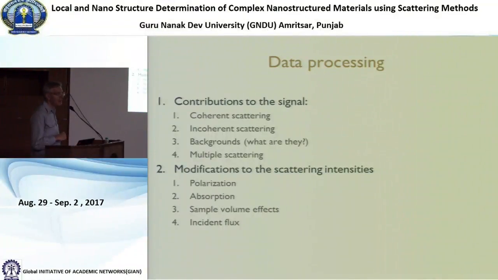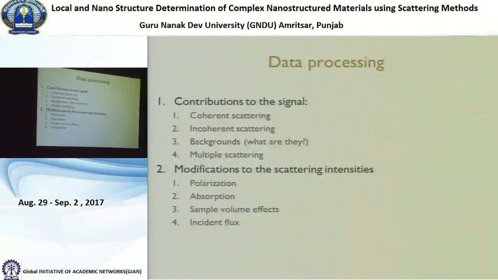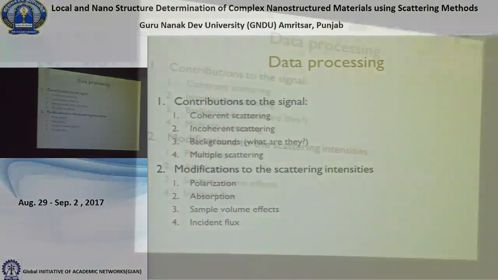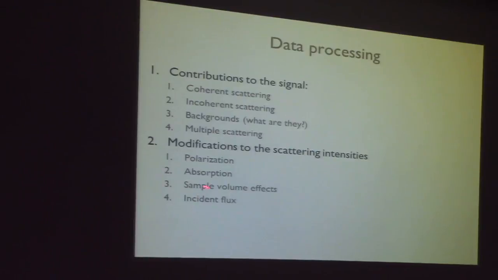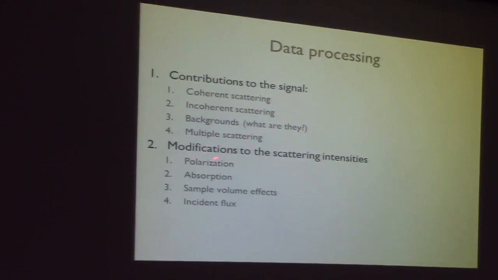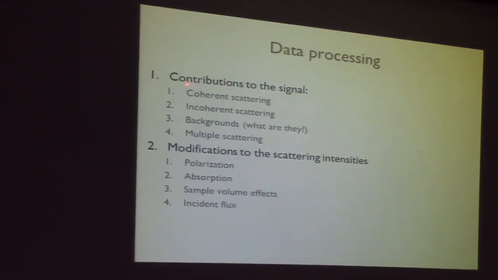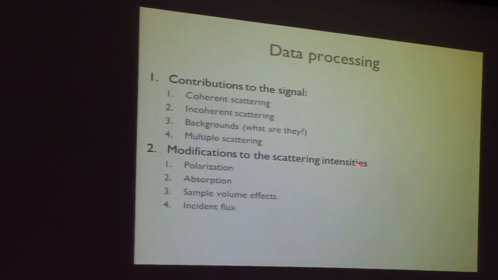Sometimes we neglect multiple scattering. Sometimes we don't neglect it. Sometimes we have to correct for it if it's significant. So these are all what we call parasitic scattering. They're different contributions to the signal that come not necessarily from the coherent scattering that we're interested in. And all of the intensities can be modulated by multiplicative corrections. So these are additive contributions, and these are multiplicative contributions.